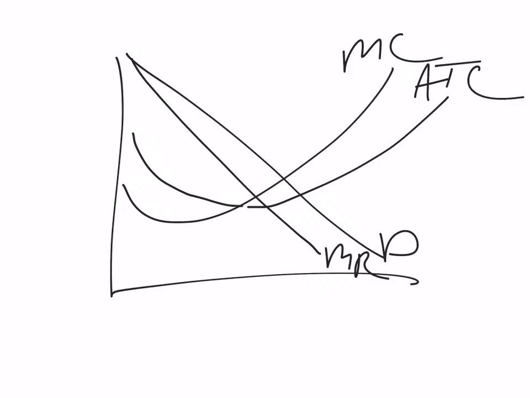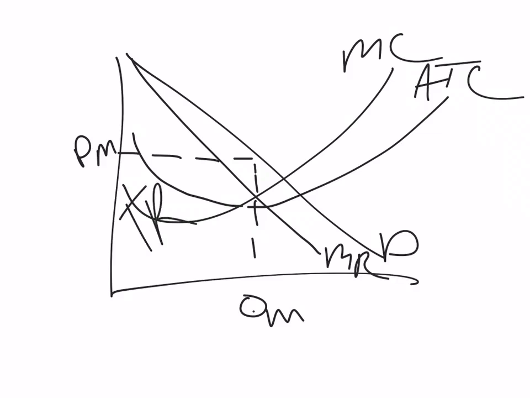So to determine profit, loss, or fair returns, we're going to go to the profit maximizing point, which is where MR is equal to MC, so here. And this becomes our profit maximizing price and quantity. And this becomes our box of total revenue.